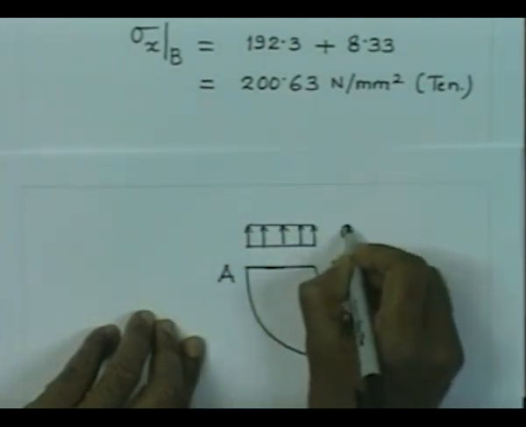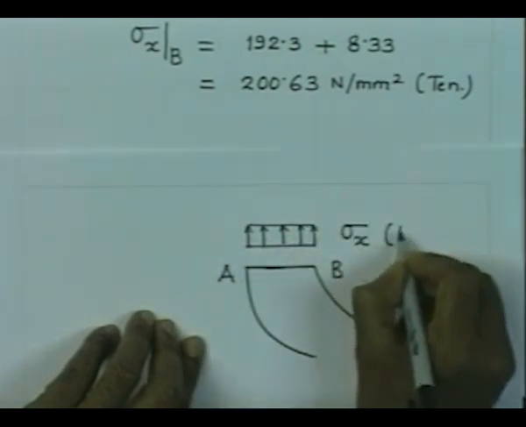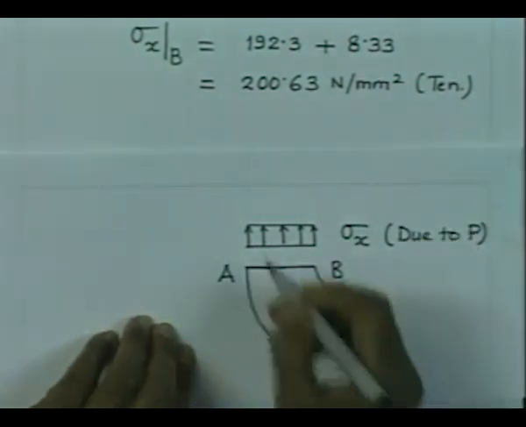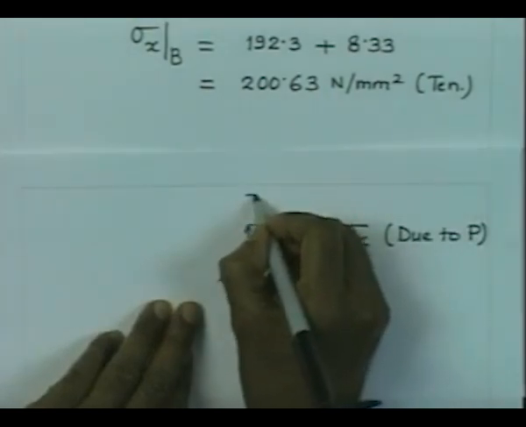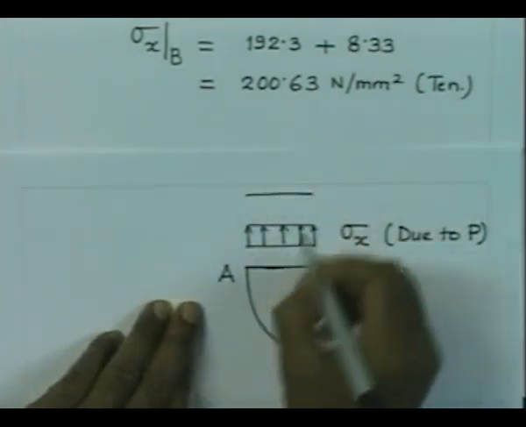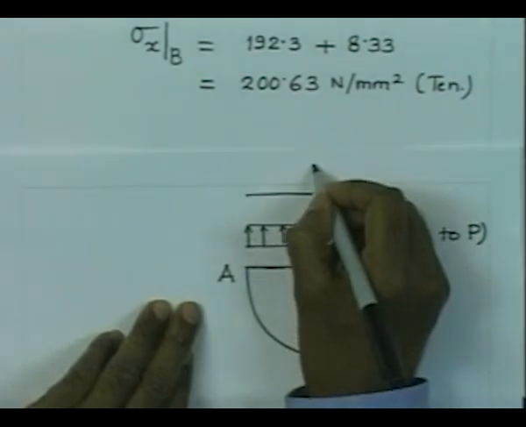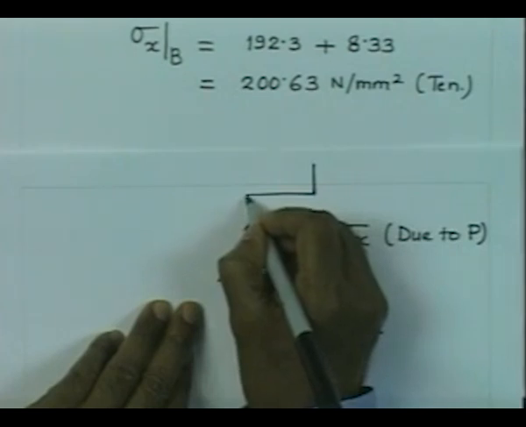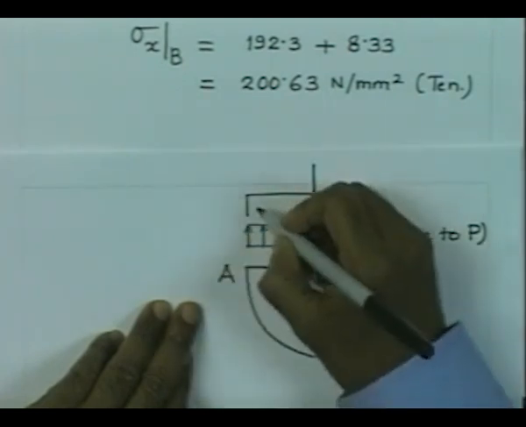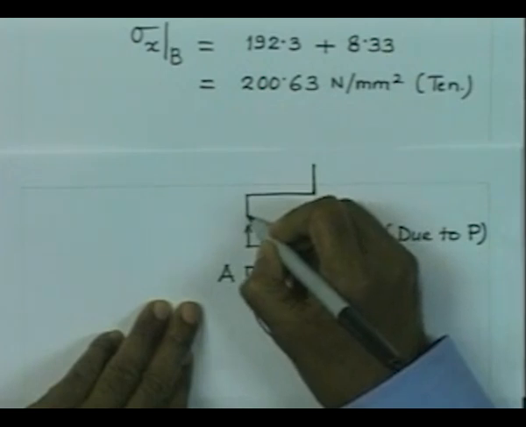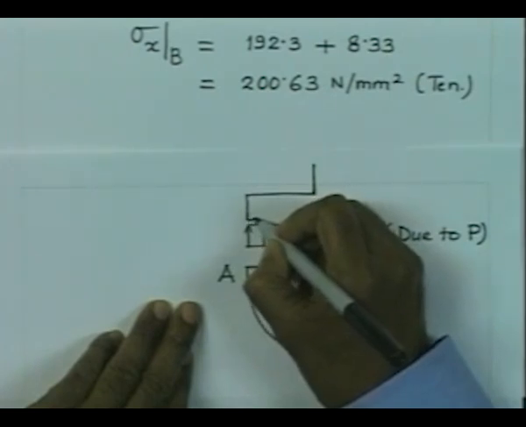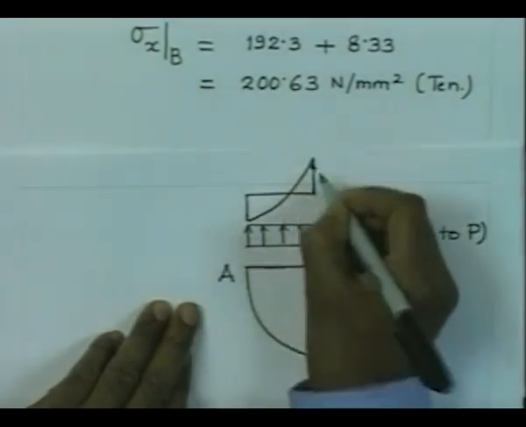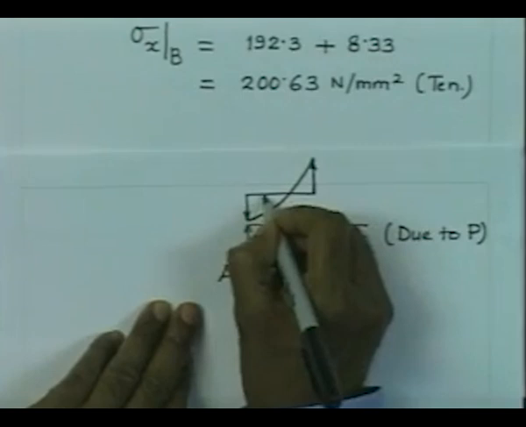So, this is the stress sigma x due to direct P, and the bending stresses, we are going to get the tensile stress at the inner fiber and compressive stress at the outer fiber, and this is the variation of the stress. So, this is tensile, here it is compressive.